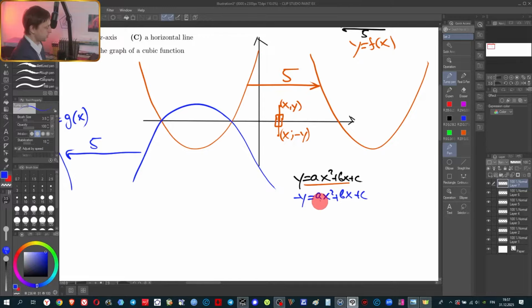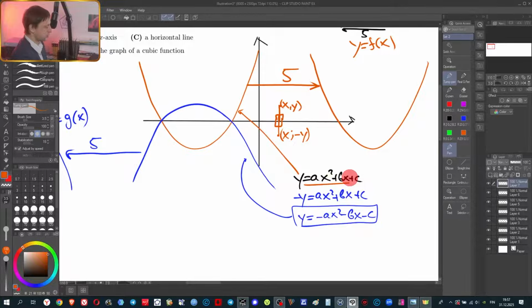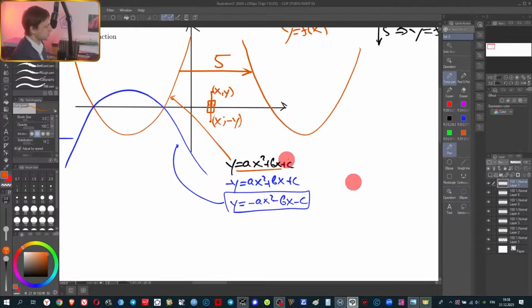So the reflected parabola has an equation y equals minus ax squared minus bx minus c. Perfect. It is an equation of the reflected parabola, and this is an equation of our initial parabola. Now this one is translated 5 units to the right. So now we want to understand what equation describes this graph.